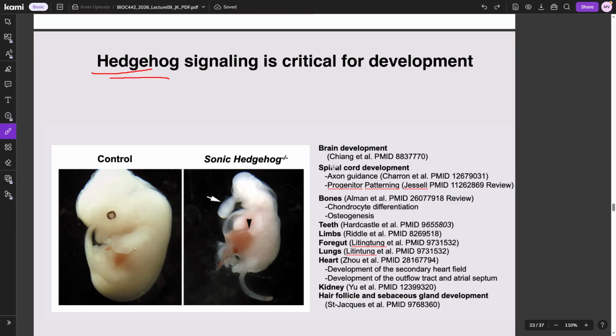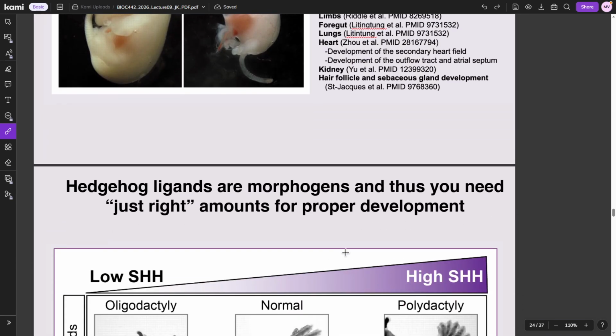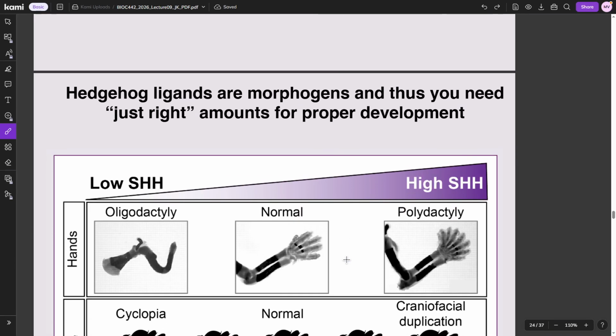So yeah, very, very important. You can see here that it's pretty much used in every single limb at this point, or a major limb. So the idea is that hedgehogs are morphogens, and morphogens are basically just these chemicals that signal cell fate. They decide the morphology of a human being or of any being, animal, plant, whatever.